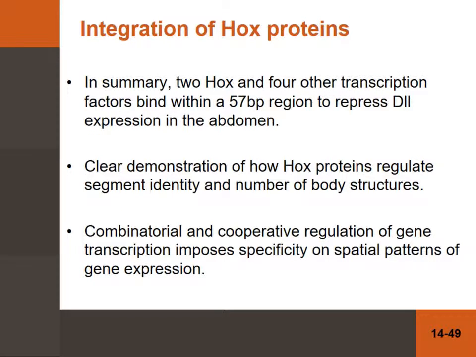So in summary, 2 Hox proteins and 4 other transcription factors bind within a 57 base pair region to repress Distal-less expression in the abdomen. This is a clear demonstration of how Hox proteins regulate segment identity and the number of body structures. So we have this combinatorial and cooperative regulation of gene transcription, which imposes specificity on the patterns of gene expression.